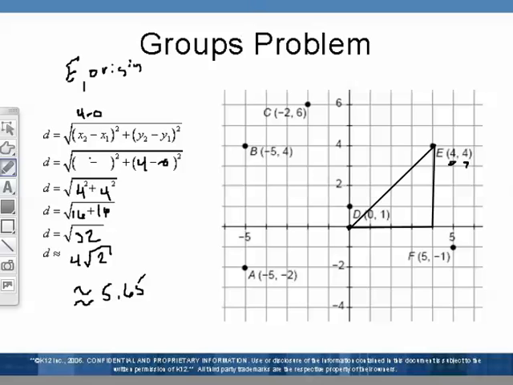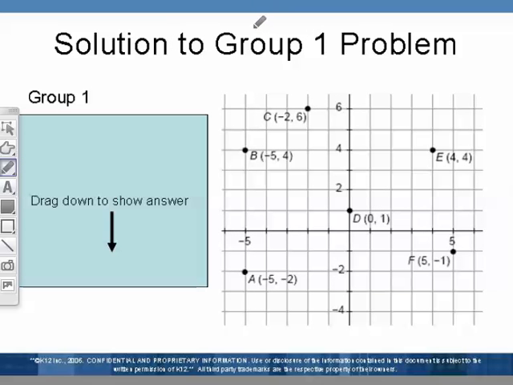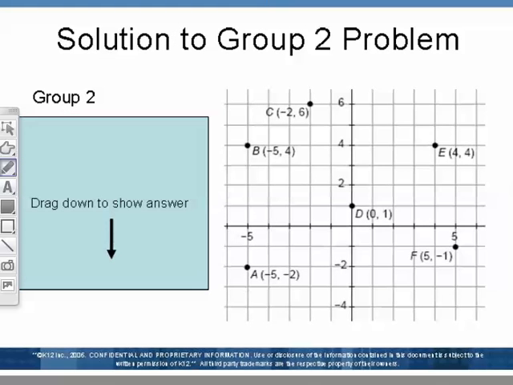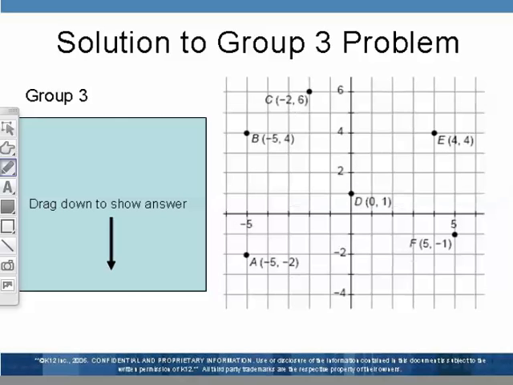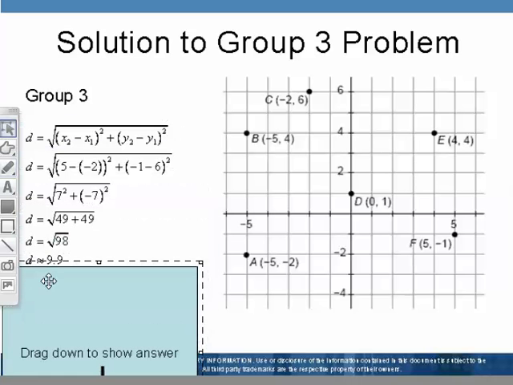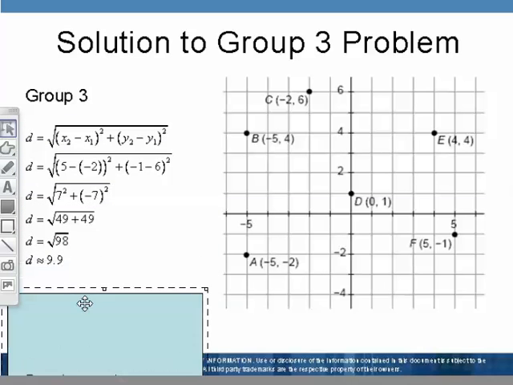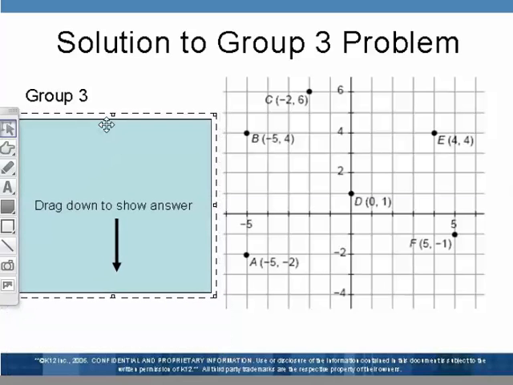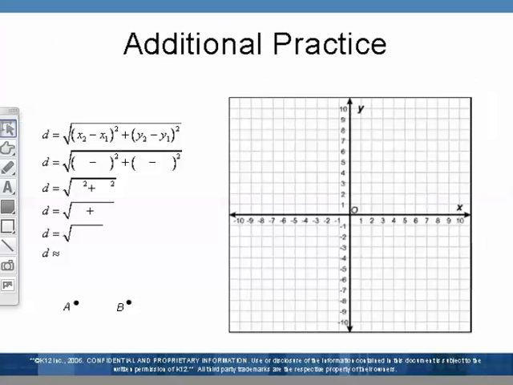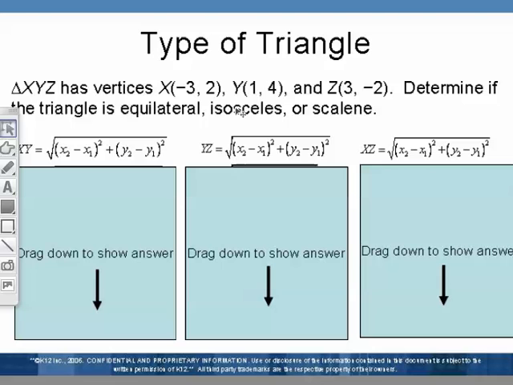Cool. So we now have a formula that we can use to find distance. I've got several sets of problems that we will work together. When you come into class, we will work several of these together and see what we come up with. Cool. Now, can we use this to help us with a triangle?